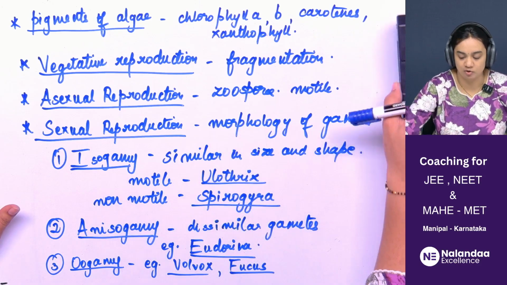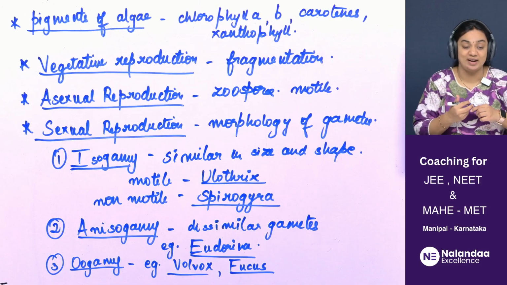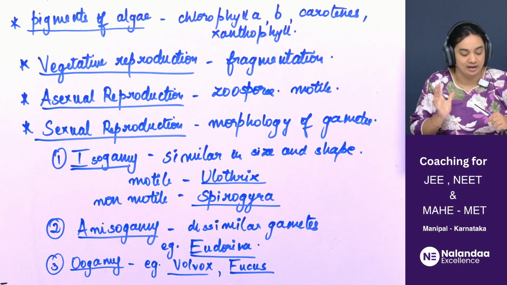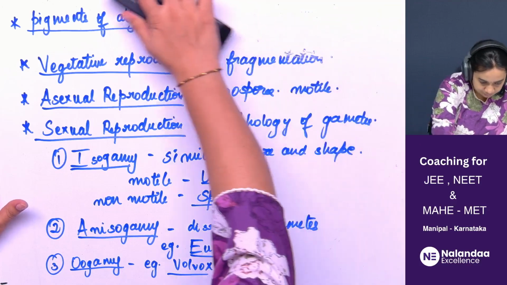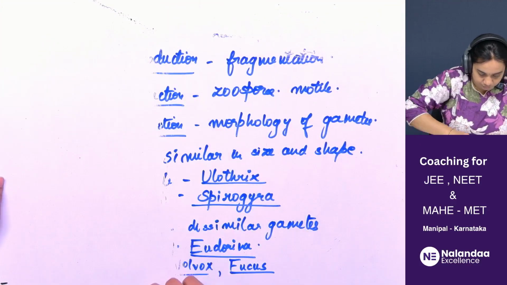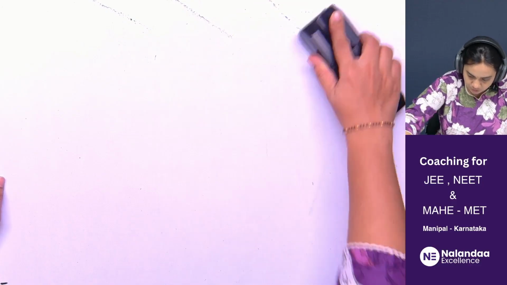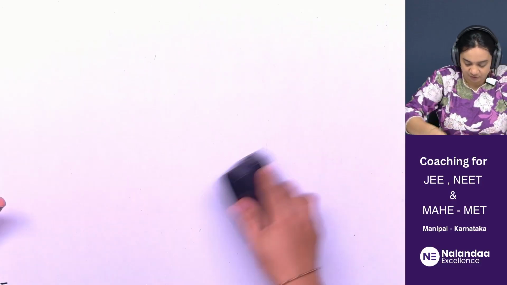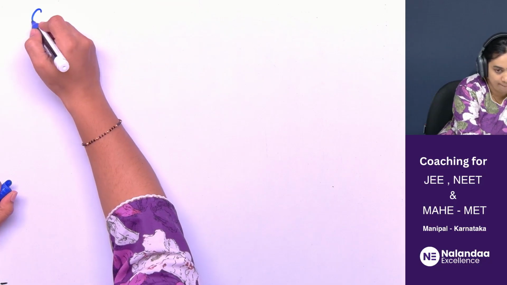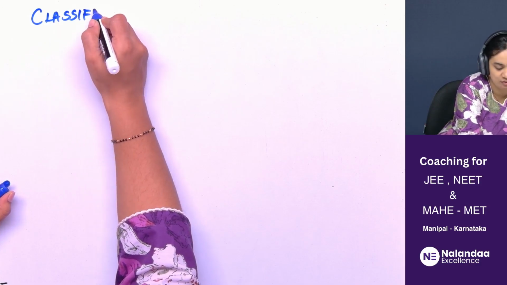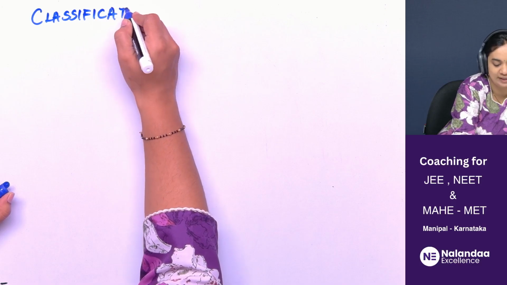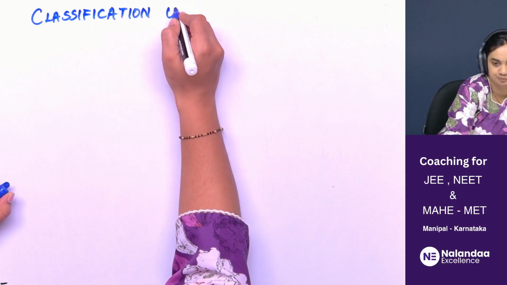Okay, so next we'll move on to the next topic, which is different classification or classes of algae. So classification of algae. Now the basis for classification is of types in algae, which we will not worry ourselves with. There are many different classes of algae, but we only have 3 classes included.